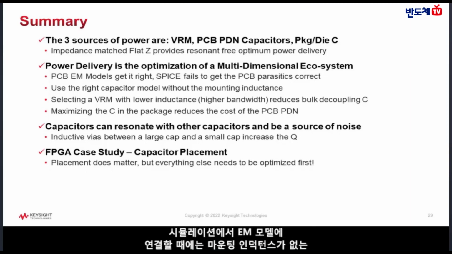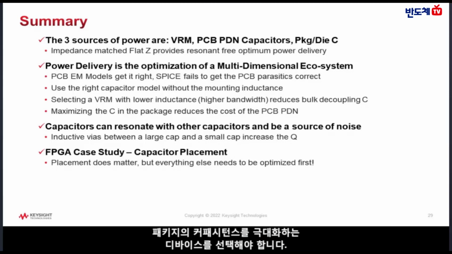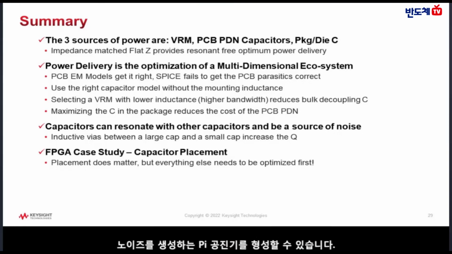Be sure to use the right capacitor model without mounting inductance when connecting to an EM model in simulation. Be sure to select a VRM with lower inductance to reduce the bulk decoupling capacitance required. Be sure to select devices that maximize the capacitance in the package so that it is easier to design the PCB PDN with fewer capacitors. When placing capacitors, remember that capacitors can resonate with other capacitors, forming a noise-generating pi resonator.